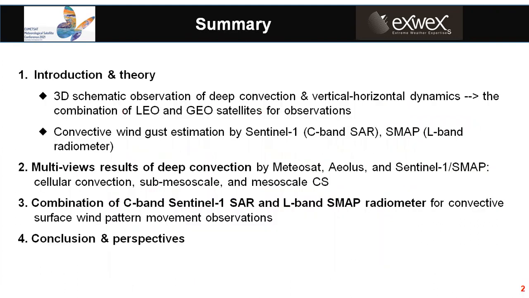First of all, this is a summary of the presentation, including 4 sections. First, we talk about the 3-day semantic observation of convection and vertical and horizontal dynamics, the combination of LEO and GEO satellites to observe the convection. We also present the estimation methods of convective winds from C-band Sentinel-1 SAR and L-band SMAP radiometer. Second, we present the observation result of convective systems by the combination of Sentinel-1, EUMETSAT, and others. Third, we illustrate the combination of Sentinel-1 and SMAP to observe the movement of the surface wind pattern associated with the convection. Finally, we talk about the conclusion and perspective.